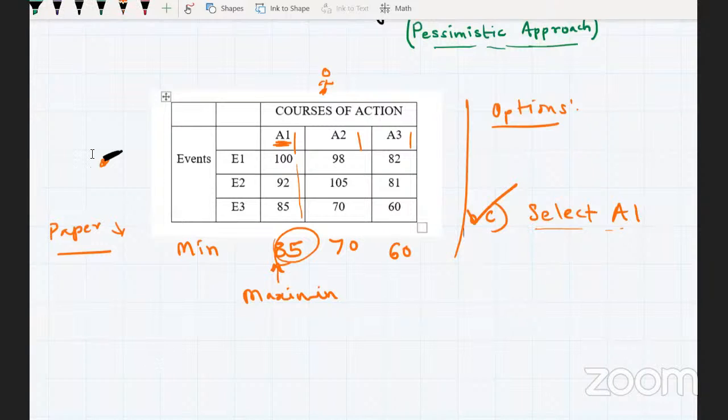Any doubt here? Have you all understood how the Maximin criteria is used and the answer is selected? Some chat is there. Let me check.